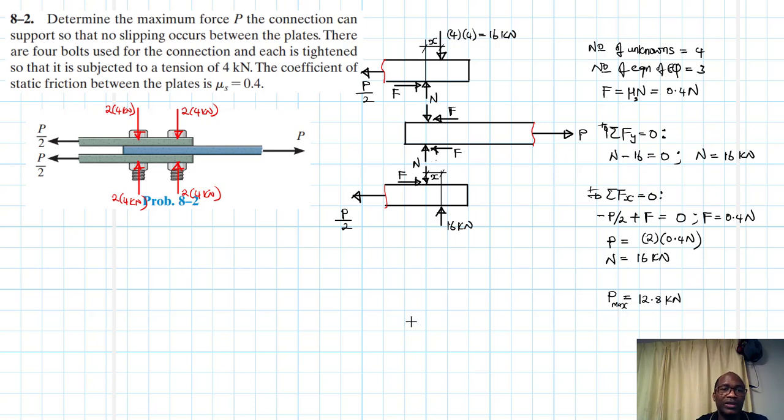So P max, therefore this is our P max. This is the maximum value that this particular connection can carry without slipping. And this is an impending motion problem. So it means the moment we exceed 12.8, we go to 12.81, or 12.8000001, the moment we just exceed it by whatever value, then slip occurs. So that is the maximum that we can go, and we cannot exceed that.